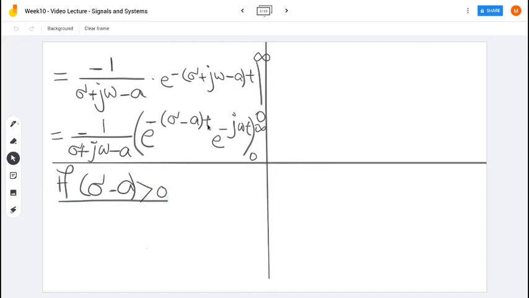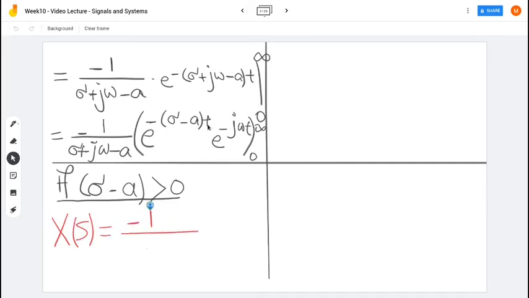If sigma minus a is larger than 0, in this case, the exponential we have will be a decaying exponential. If sigma minus a is a positive number, we will be having e to the minus a positive number times t. It's a decaying exponential. So as t goes to larger values, this exponential will be decaying. And in this case, the Laplace transform X(s) will take this form: minus 1 over (s minus a).